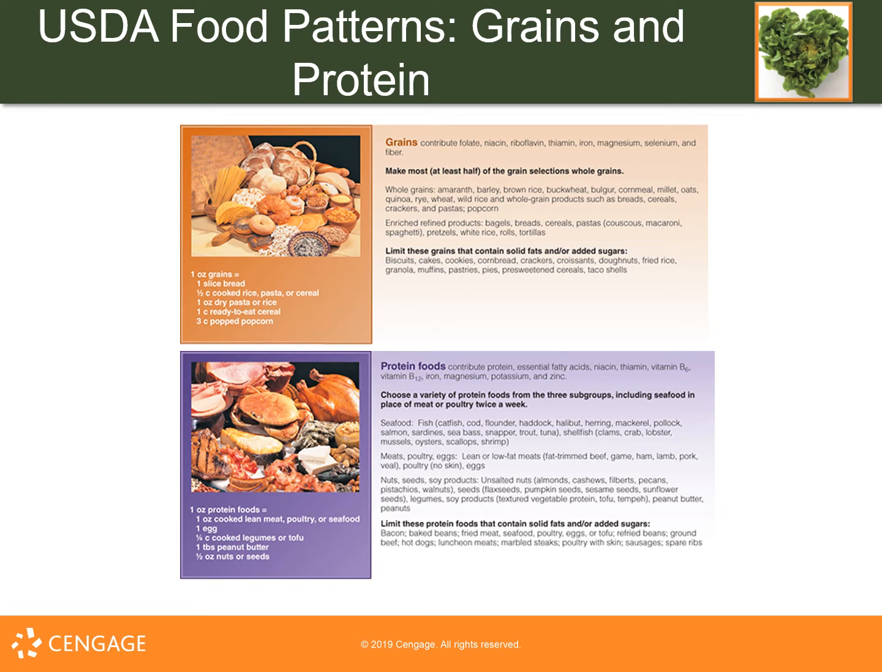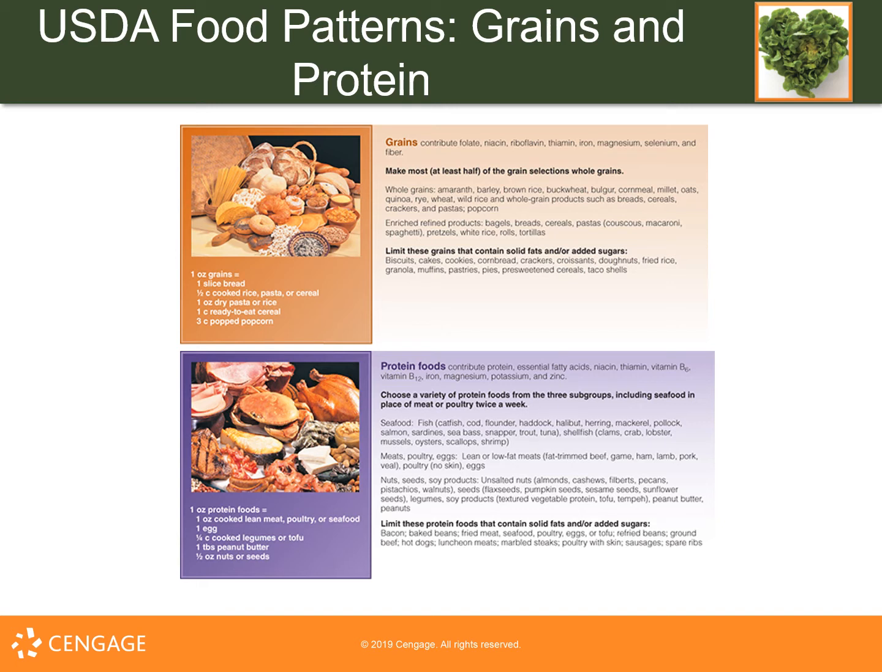Grains, choosing whole grains wherever possible. The goal is for at least half of your grain choices to be whole grain. You can do things like choosing brown rice as opposed to white rice, or having breads that are made from whole grain or whole wheat. Reading food labels can help you with that as well.